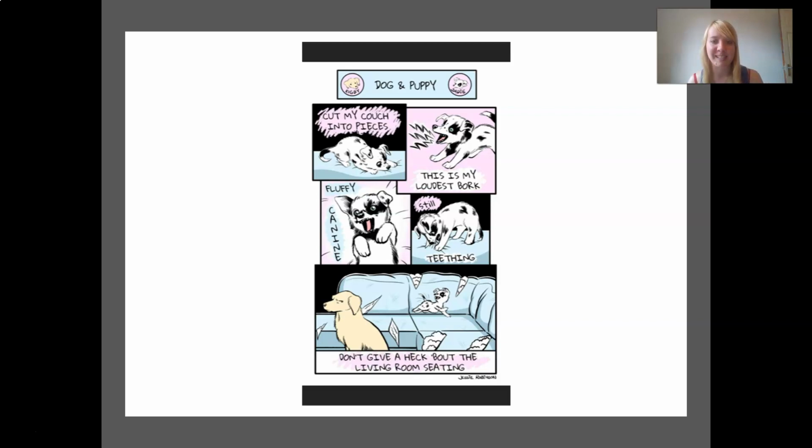Cut my couch into pieces. This is my loudest bark. Fluffy canine, still teething. Don't give a heck about the living room seating.